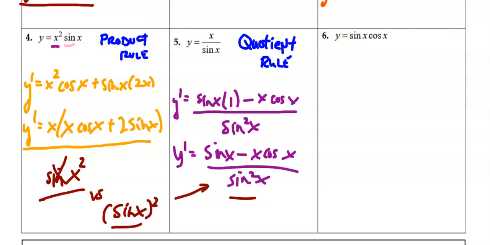Okay? So let's look at example number 6. Example number 6, I love this one a lot.